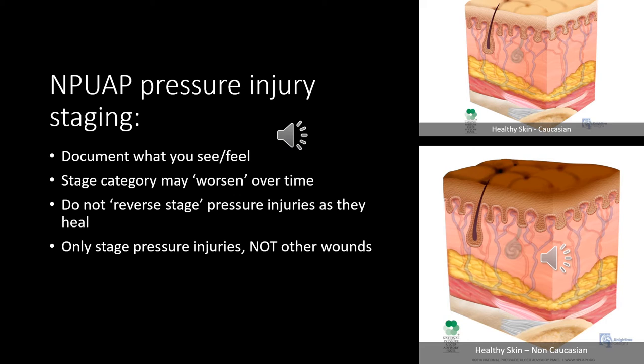Another mistake I commonly see out in clinical practice is that you only stage pressure injuries, not other types of wounds. Okay, so other types of wounds are described as partial thickness, deep partial thickness, and full thickness. Pressure injuries are the only types of wounds that you stage with this method. One additional reminder is that we have to have consideration for patients who have non-Caucasian skin and how that may present a little bit differently. So you have to look for more subtle changes or subtle differences in color, temperature, and how the tissues feel.